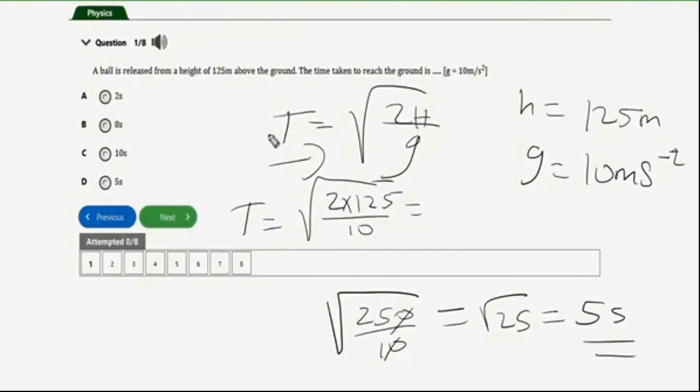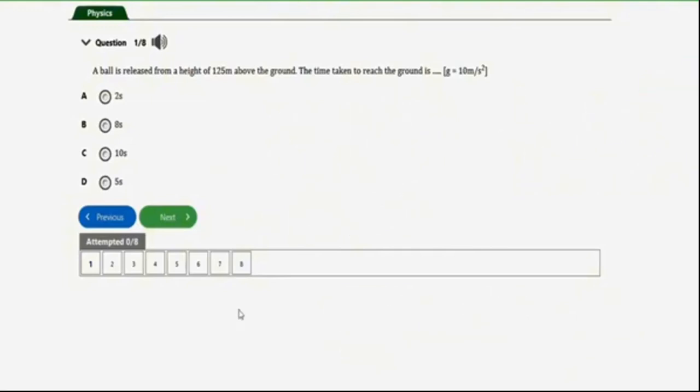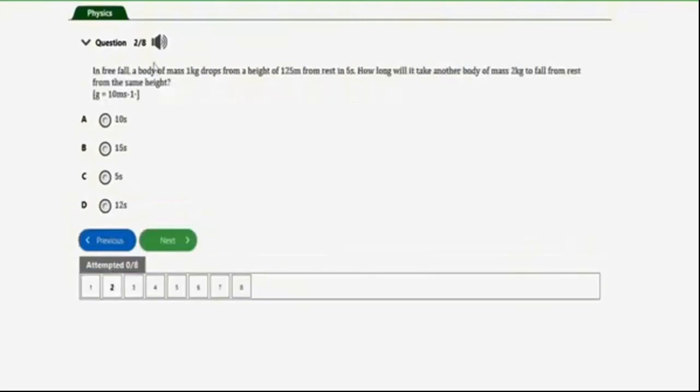It's as simple as this. Let's write this down now and solve the next repeated question for this topic. Alright, the next repeated question is this one. It says, in free fall, a body of mass 1 kg drops from a height of 125 meters from rest in 5 seconds. How long will it take another body of mass 2 kg to fall from rest from the same height? We have acceleration due to gravity to be 10 meters per second square.